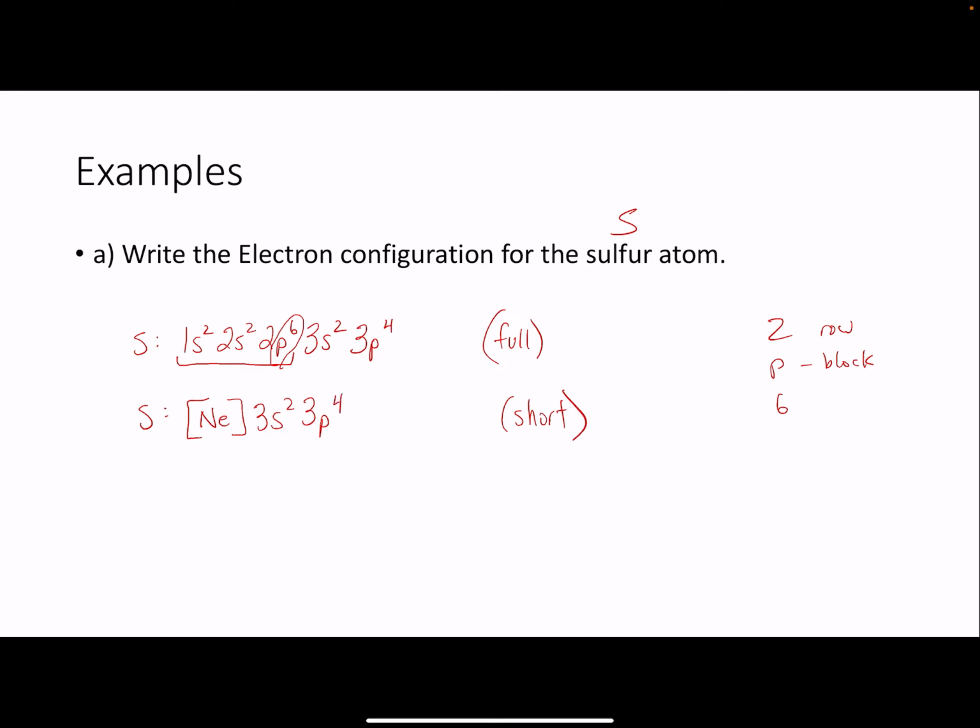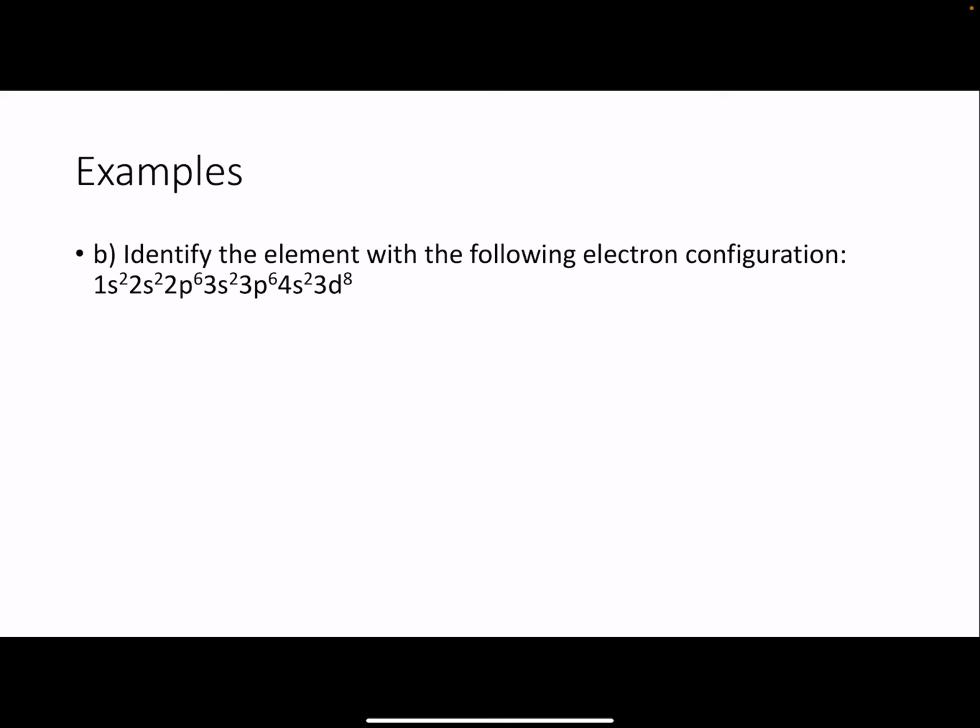Now if we add all of these numbers up, right, 2, 4, 10, 12, 18, that's how many electrons sulfur has. Sorry, just threw an extra 2 in there. 2, 4, 10, 12, 16. Right, so the numbers on the orbital designations should add up to the total number of electrons. So that's one example.